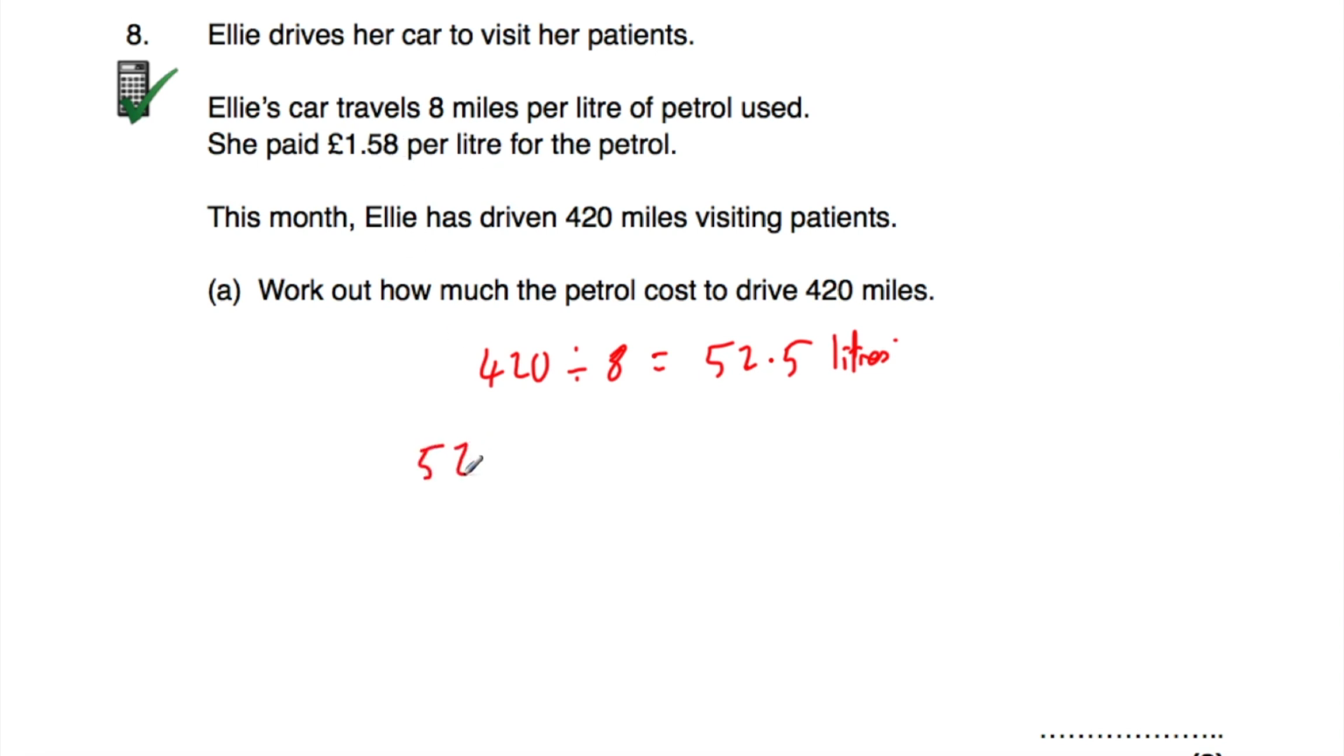So Ellie used 52.5 litres, and every litre of petrol costs £1.58. So if we multiply 52.5 by £1.58, that would tell us how much the petrol cost. So if we do 52.5 multiplied by £1.58, that's equal to £82.95. So that means the petrol cost £82.95. That's how much Ellie spent on petrol this month.